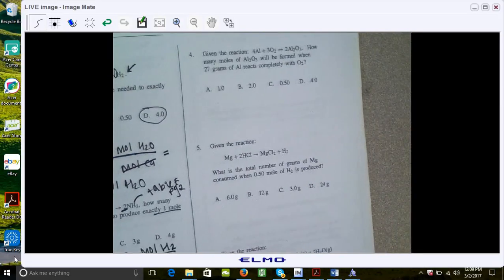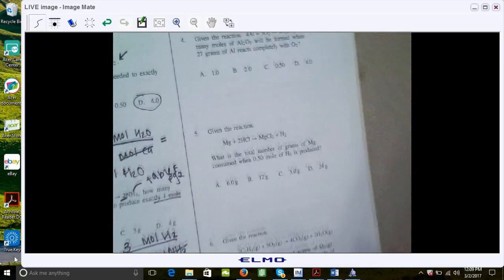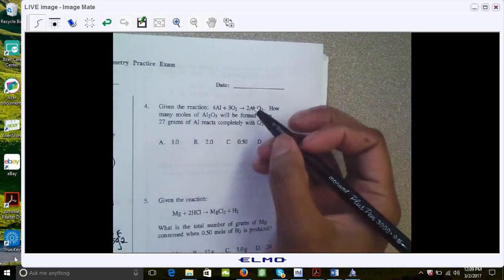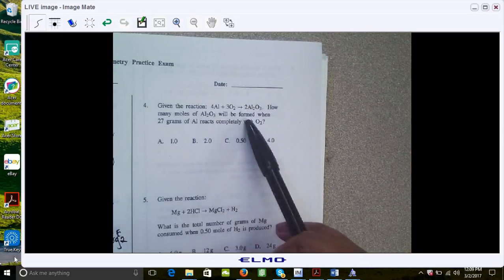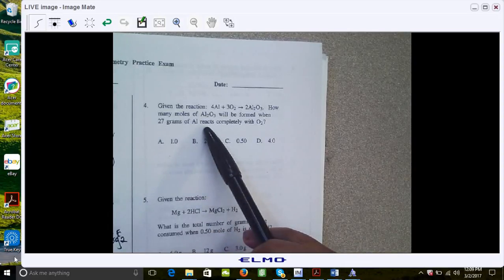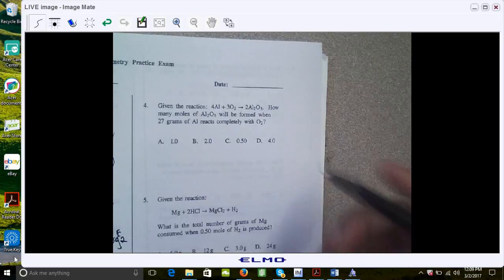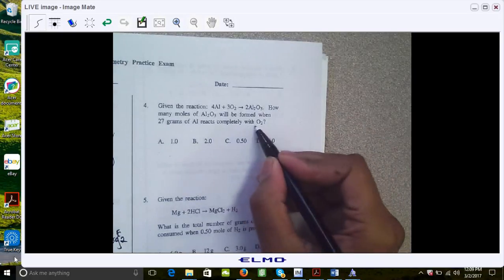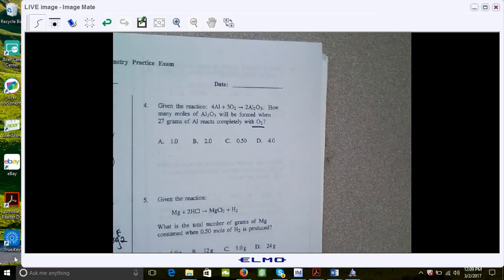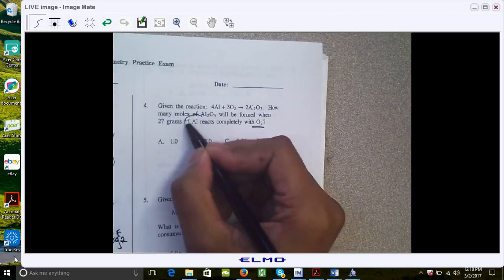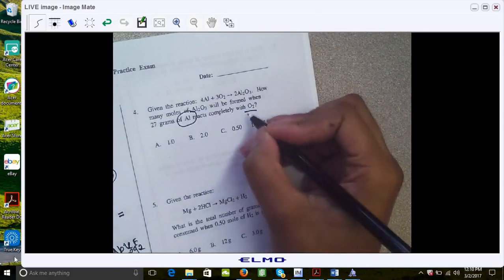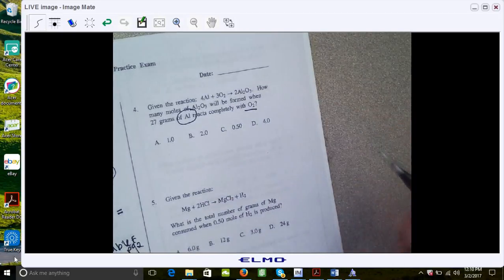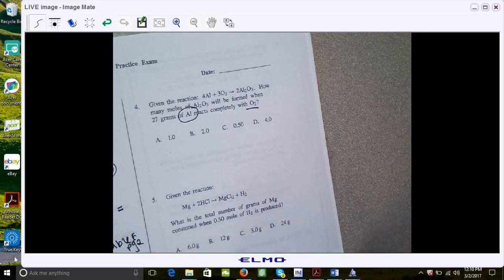Okay. Number 3. Oopsies. So it says, given this reaction, how many moles of Al2O3, that's the moles I'm looking for, is going to form from 27 grams of aluminum reacting completely with O2. Okay, so we're given aluminum, right? So you gave me 27 grams of aluminum. So this react with O2 is just telling me what's happening in the equation. I don't have to pay attention to it. Just look for the information that you're given and that you need.